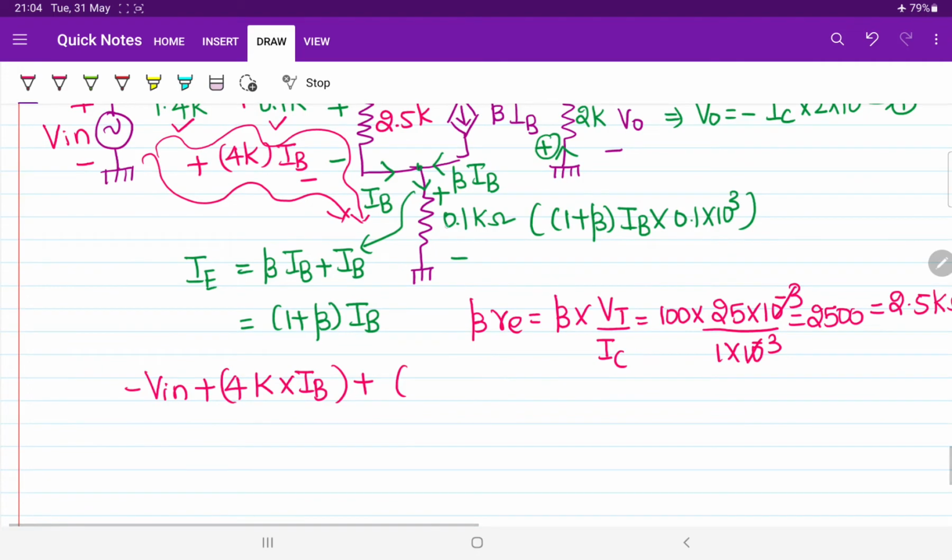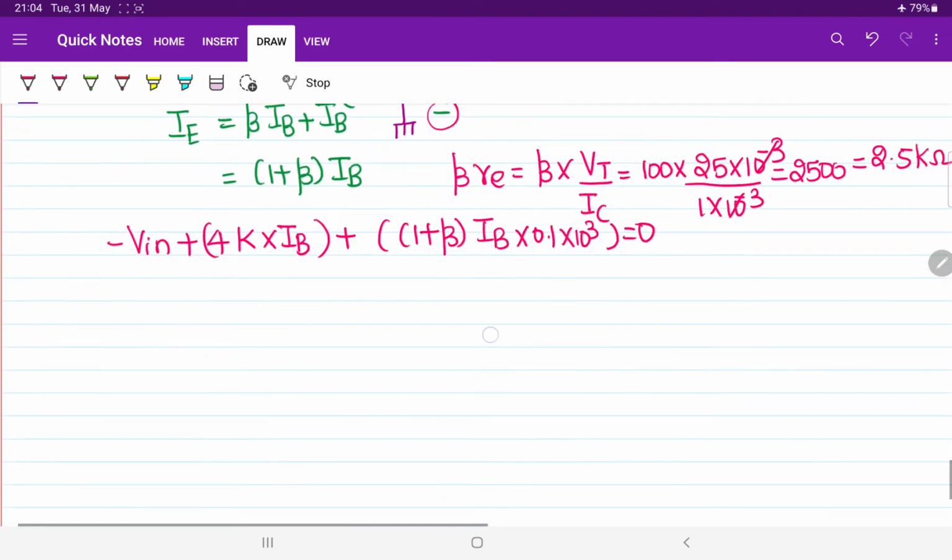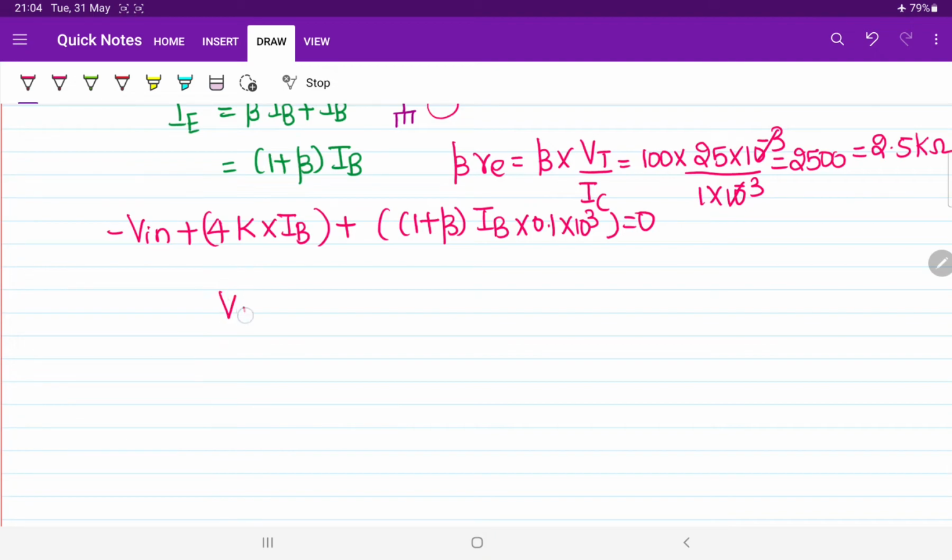Then we have to cross the emitter. Current entering point plus, leaving point minus for your emitter. So entering point polarity I have taken already. The voltage drop can be written as current flow through the emitter, (1 plus beta) times of base current IB, into 0.1 into 10 power 3, or 10 power 3 means kilo, equal to 0. Now from this you can easily write down the expression for Vin.